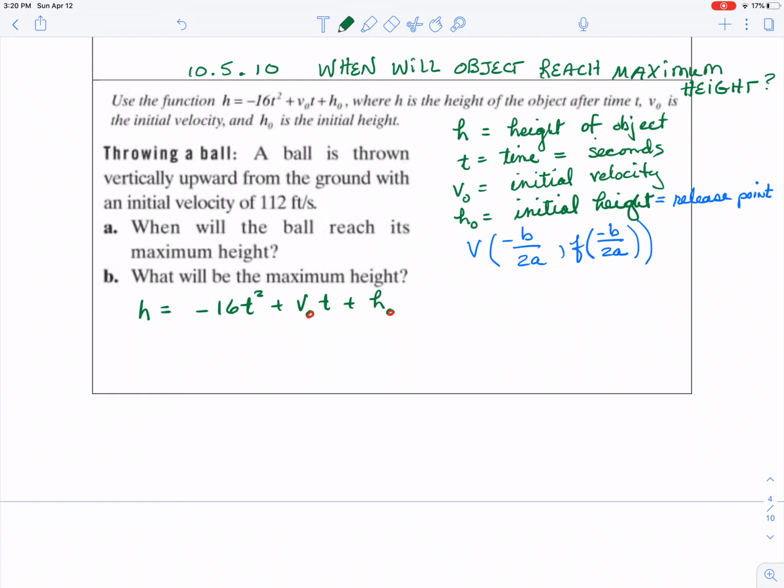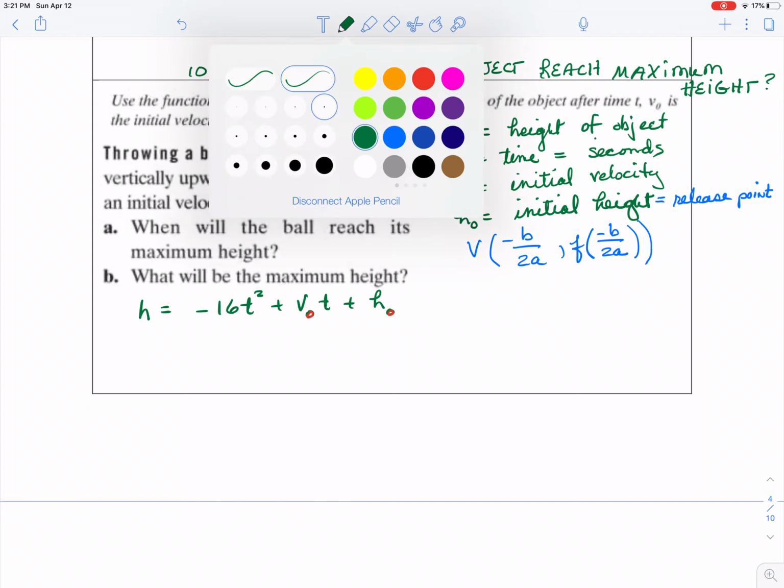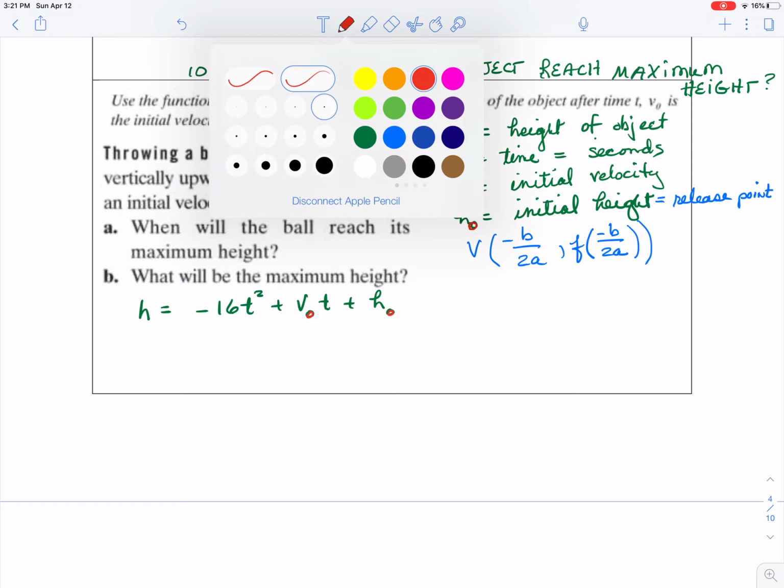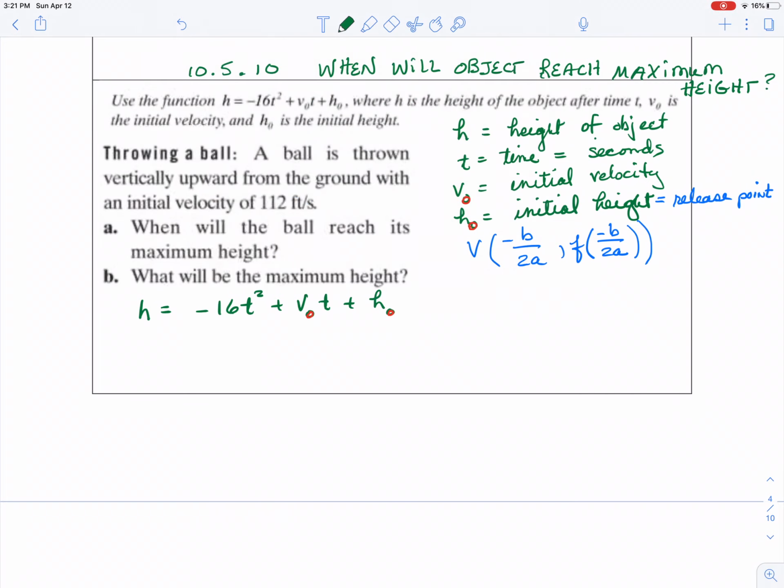So I've got a formula here. And H in this case stands for the height of the object as it moves along the path, the trajectory. T stands for time. In this case, it's time in seconds. V sub 0 is an initial velocity or a starting velocity, and that's a very common notation. When you see a subscript of 0, it means the starting velocity, or for H sub 0, the starting height, the release point.